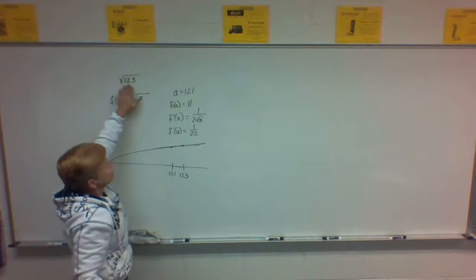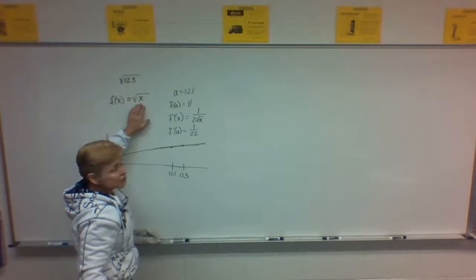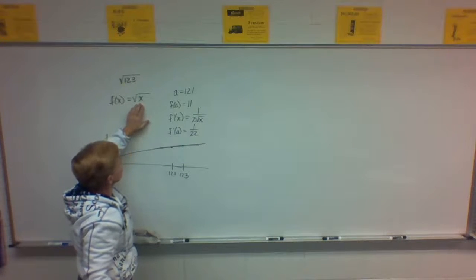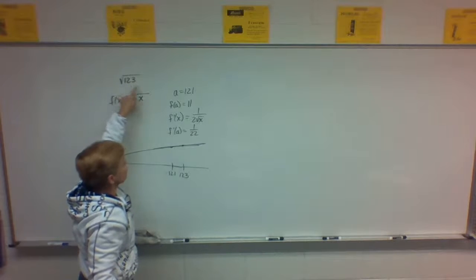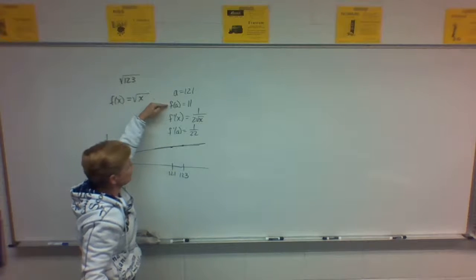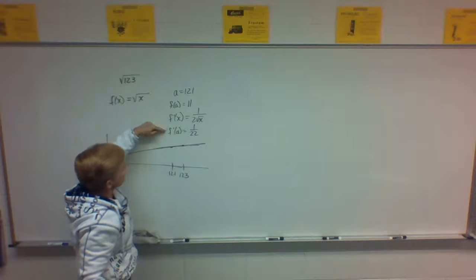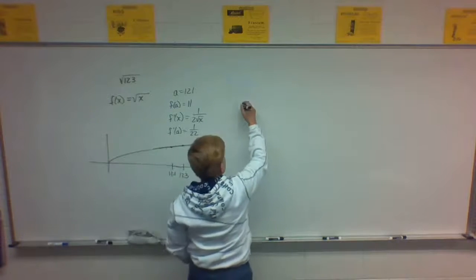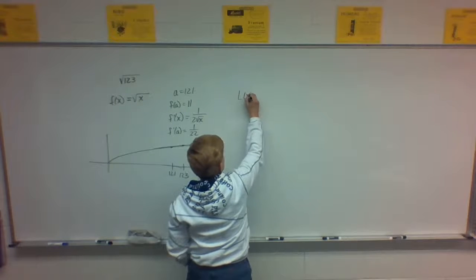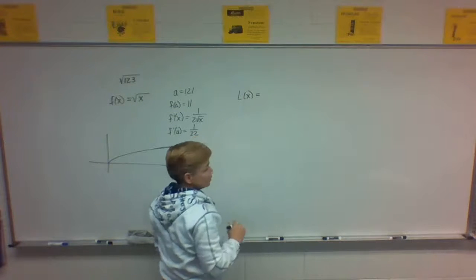If we're trying to approximate a square root, then the square root is the function. Find yourself a square root that is really close to this, and center it there. That's what your a is going to be. That's what you have to decide. Then you have to find f of a and f prime of a to use the linearization idea, which I erased over here. L of x would be what? Have you got it memorized yet?